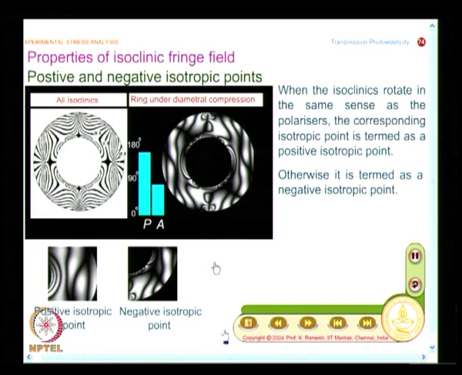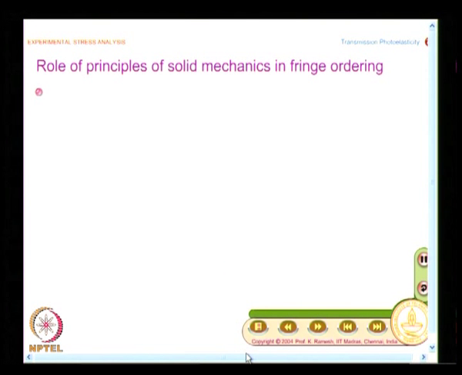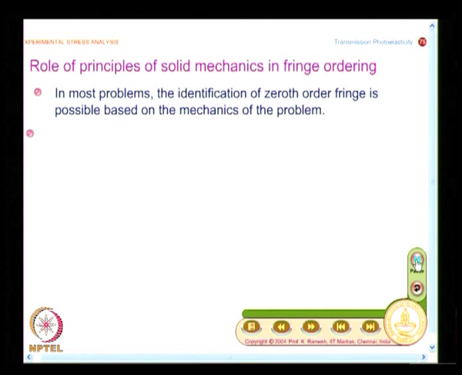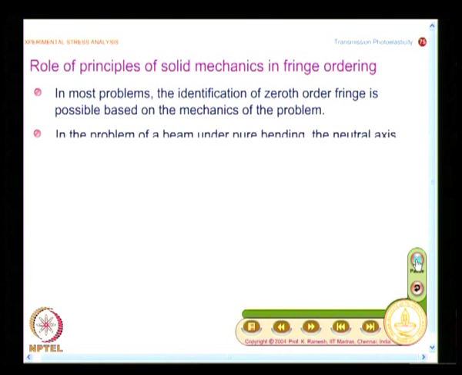Fringe ordering is the most complex, and we will see further what other aspects of solid mechanics I can employ. Now, you have seen the fringe field, they are very rich animations, and I am sure you would have got a gist of what these fringe orders are. And this is what I have said, that in most problems identification of zeroth fringe order is possible based on the mechanics of the problem.